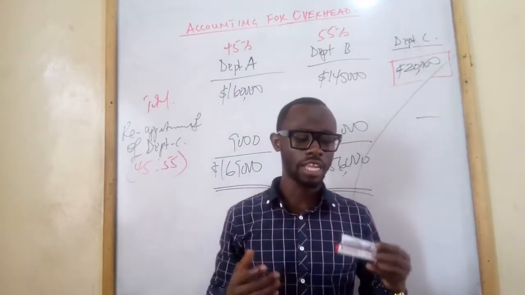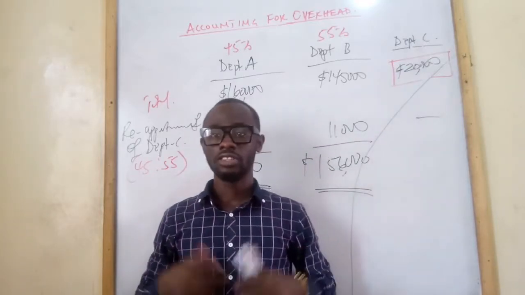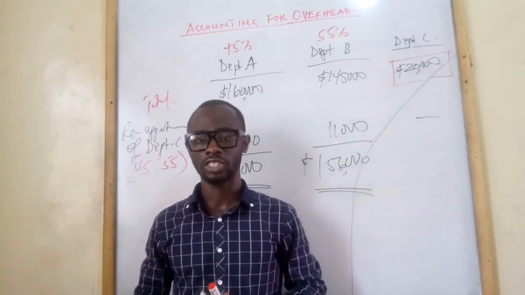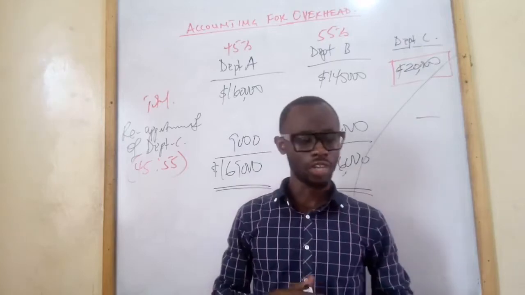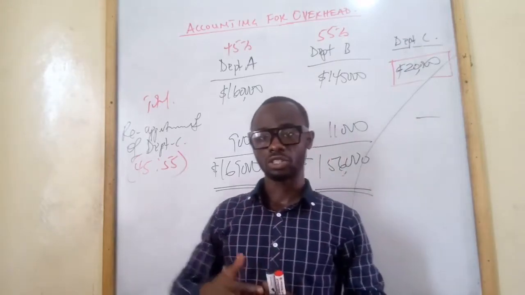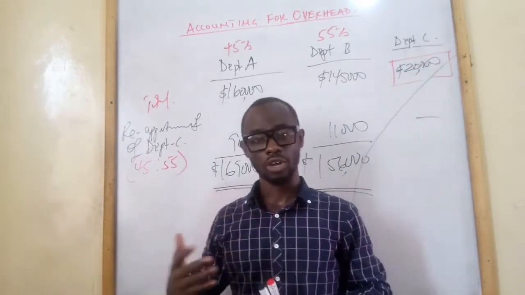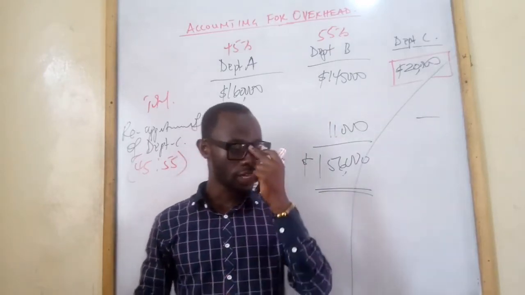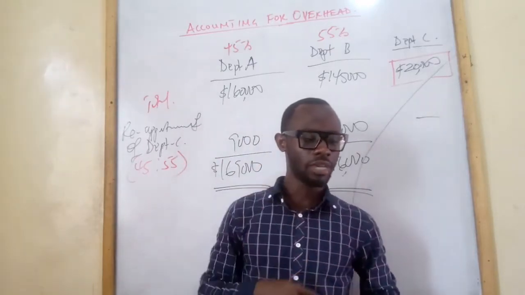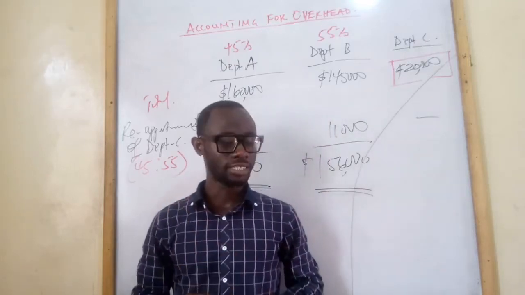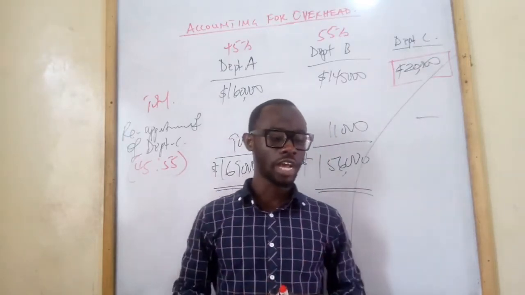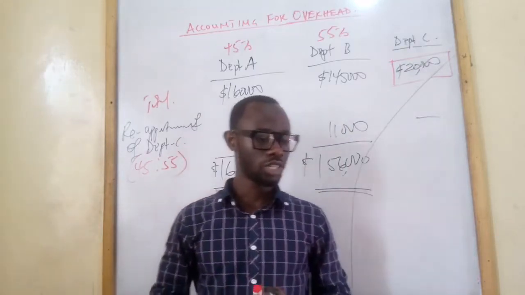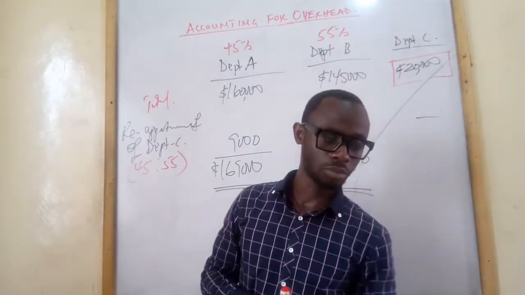Second is to estimate the activity level for the period. This could be hours, this could be units, or this could be a cost that the organization is incurring. From the question we solved, the activity level was based on labor hours, so we calculated the overhead absorption rates per hour. The third thing is to divide the estimated overhead by the budgeted activity to get the overhead absorption rates. Then you now absorb it into the cost unit by applying the overhead absorption rates.